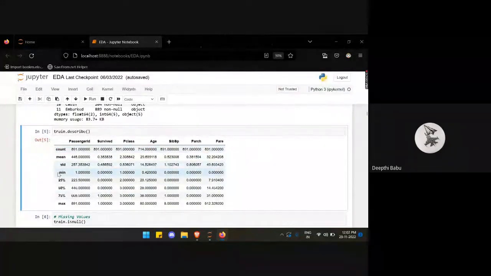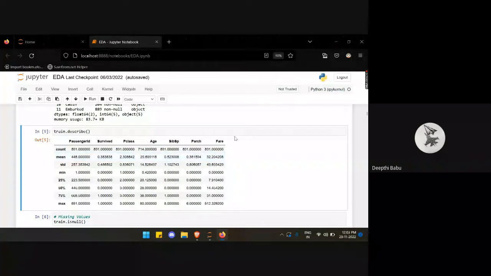So what is the minimum value of that particular column, and what is 25% of the particular column, and what is 50% of that particular column, and 75% and the maximum. These all are, I'm just observing how different my data is going to be. Okay.